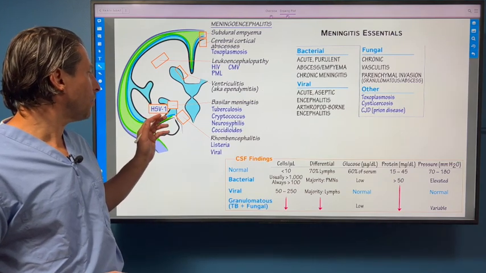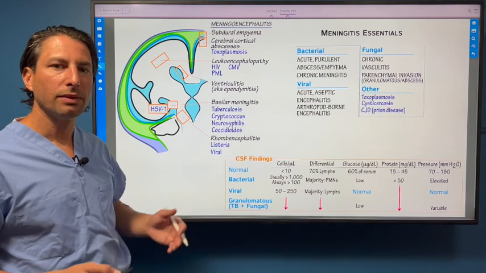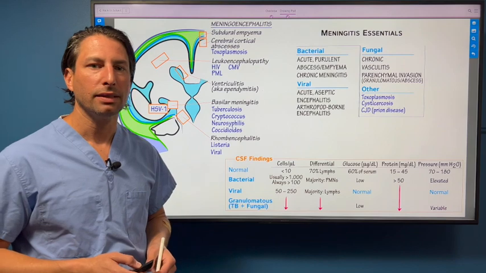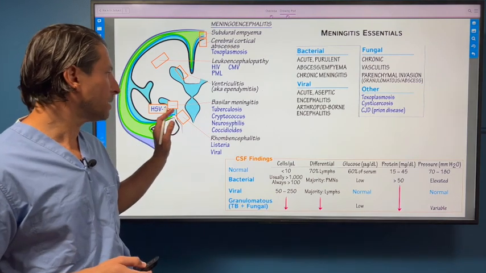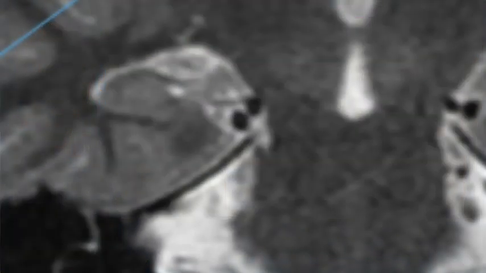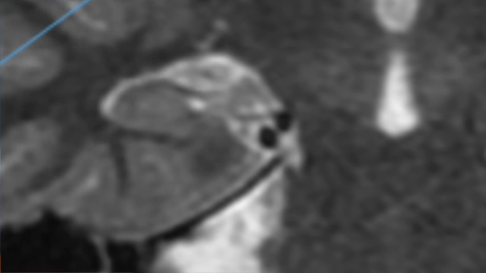Finally, very importantly, HSV1, medial temporal lobe. So if the medial temporal lobes light up, think about herpes simplex encephalitis. Sometimes medial temporal lobe involvement can be one of the key and only findings of HSV encephalitis.